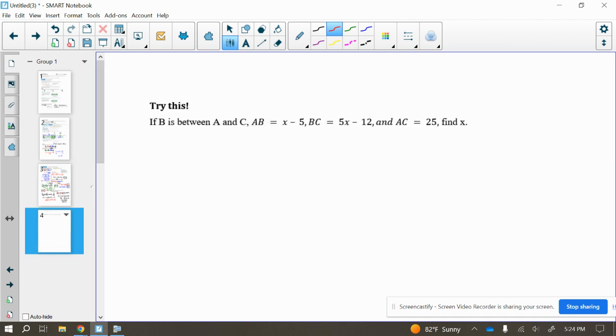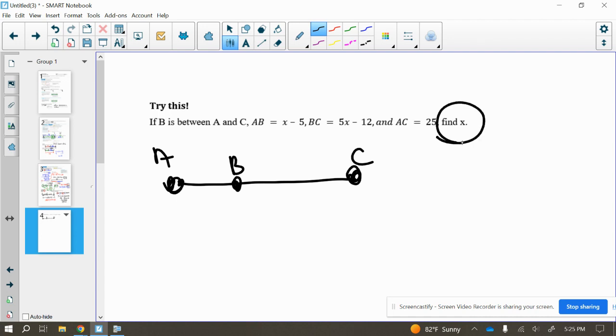All right, we have one final example today. Again, make sure you start by drawing your setup. This time B is between A and C. And then solve for x. This time you do not have to plug back in.